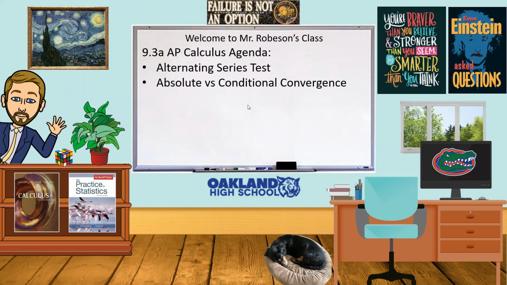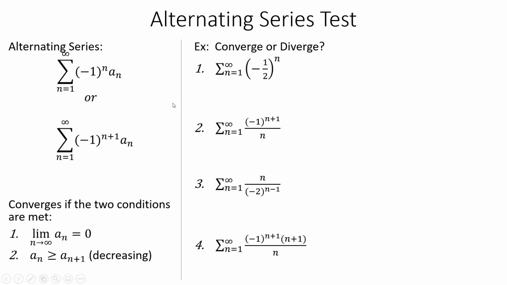We're still working with sequences and series, particularly series and when they converge and when they don't converge. So we're going to look at alternating series today, and we're going to look at something called absolute convergence versus conditional convergence. All right, so alternating series.